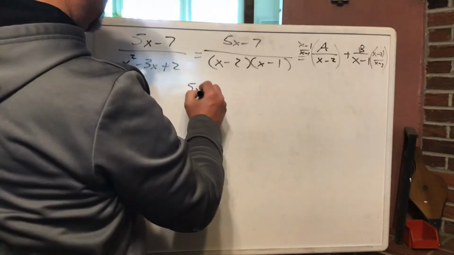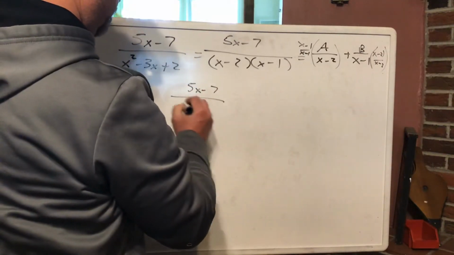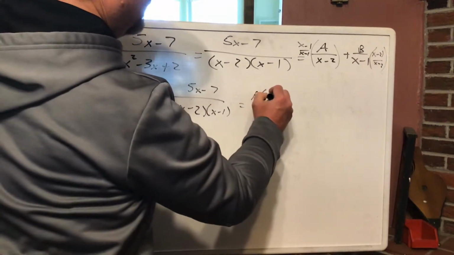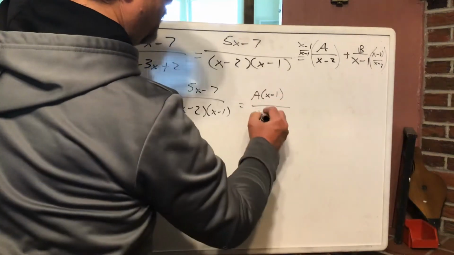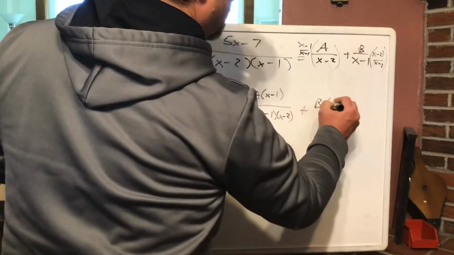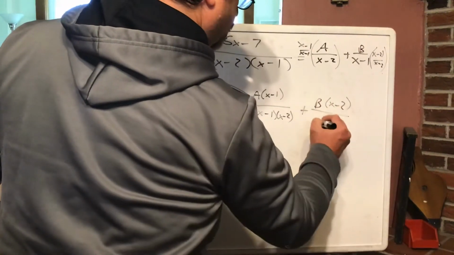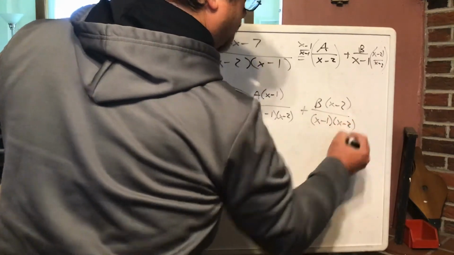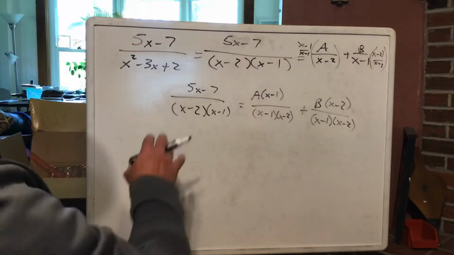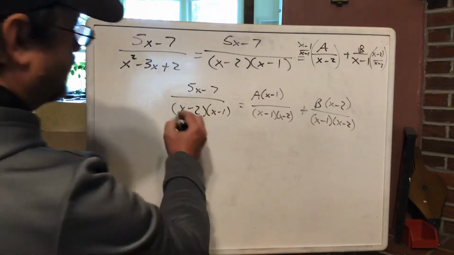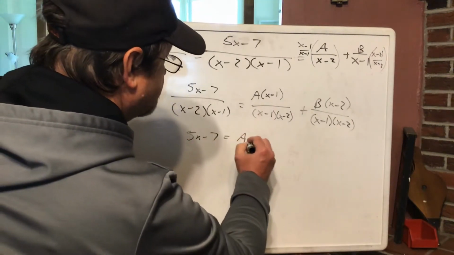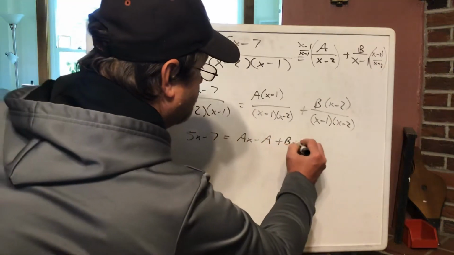And when I do that, my left-hand side, of course, remains what it was. My right-hand side, I have a times x minus 1 over these two things, plus b times x minus 2 over these two things. And of course, as before, if the denominators are the same, we will be able to add them together. That means this side equals that side, same denominators. We can ignore the denominators and say I have 5x minus 7 equals ax minus a plus bx minus 2b.